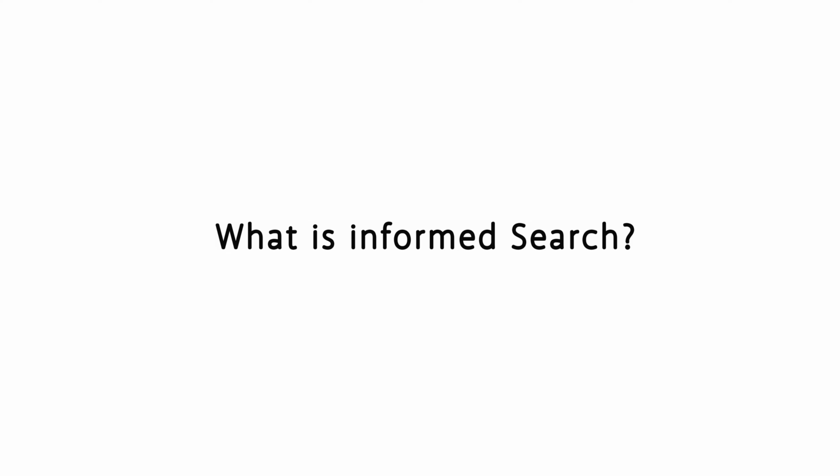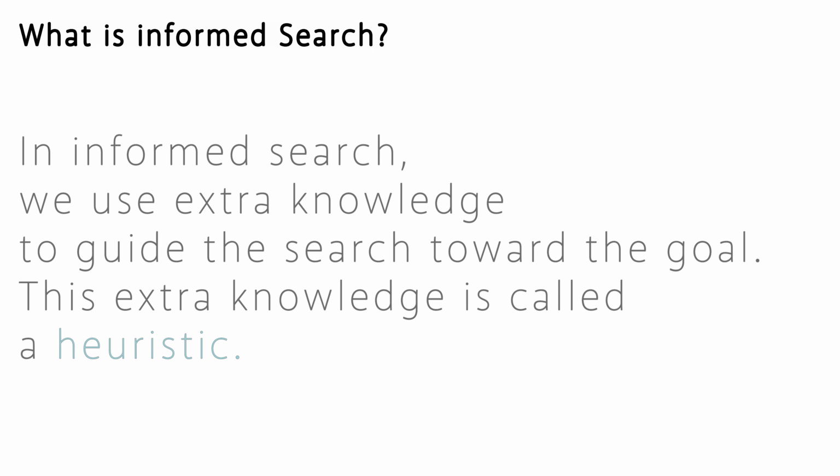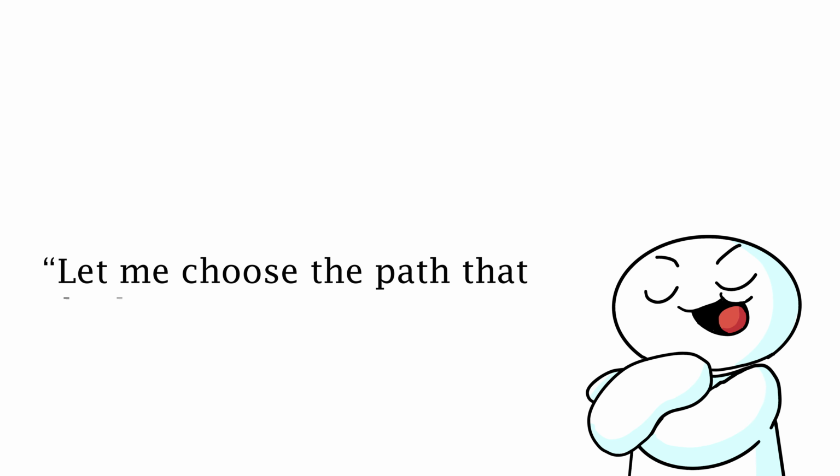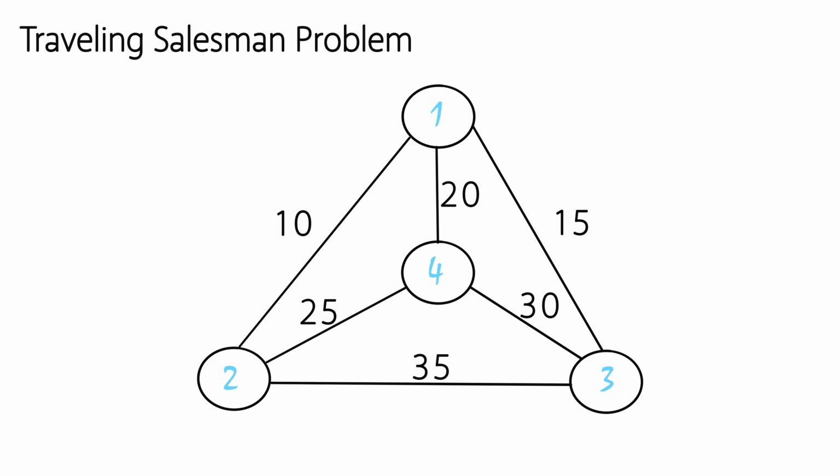What is informed search? In informed search, we use extra knowledge to guide the search toward the goal. This extra knowledge is called heuristic. Instead of blindly searching everywhere, we say, let me choose the path that looks most promising. For example, traveling salesman problem. The cost is given. There are these four states in which we have to start from the start node. We have to visit every state but with using minimum cost.